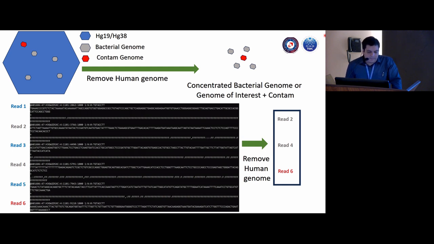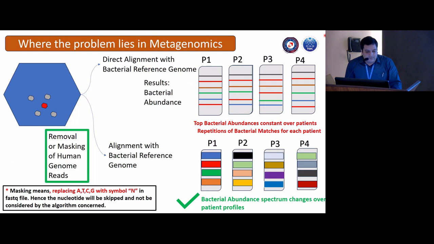When you remove the human genome, you have a good concentrated, targeted bacterial or contaminant signal, and then you can do a lot. And why it is important is because if you don't remove the noise, the patient spectrum remains constant. That's the problem we faced some days back when we sequenced around 100 patients through Illumina. We just put the data in the pipelines. Every patient had Neisseria gonorrhoeae on top, which is not clinically relevant. So we thought what went wrong, and we had forgotten to remove the human genome.